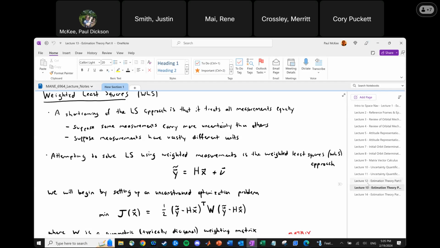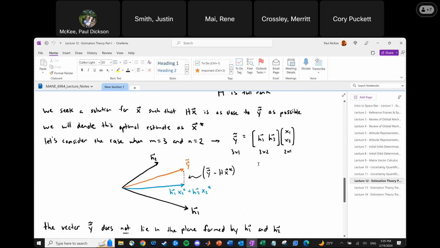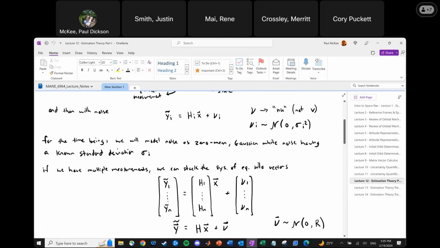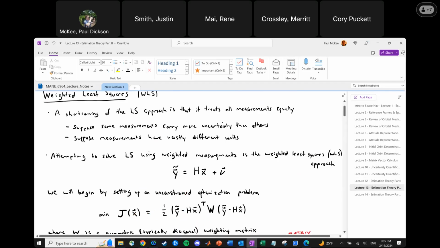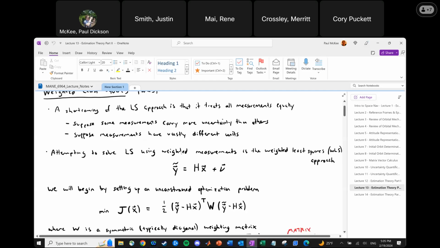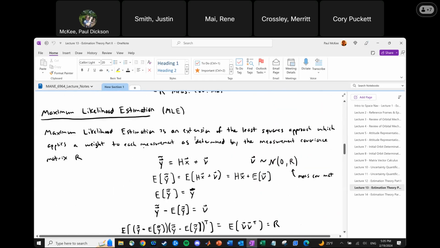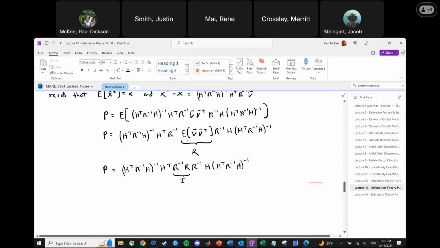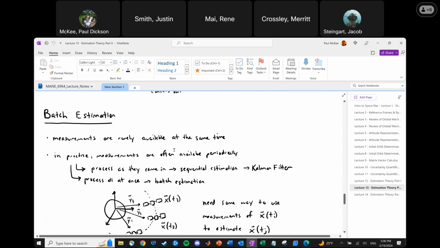Over the course of estimation theory part 1, which was the shortened lecture 12, we talked about the simplest way to solve problems of this type, which is called least squares. In lecture 13, we talked about weighted least squares, which is the evolution of least squares, and then maximum likelihood estimation, which is one step even beyond that. And this is a really fancy way of solving these sorts of problems. And then finally, we got into discussing something called batch estimation, which is what we're really going to be lingering on today.